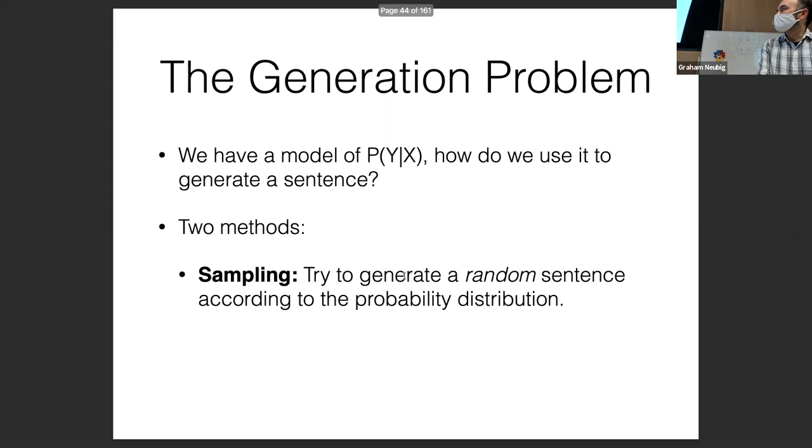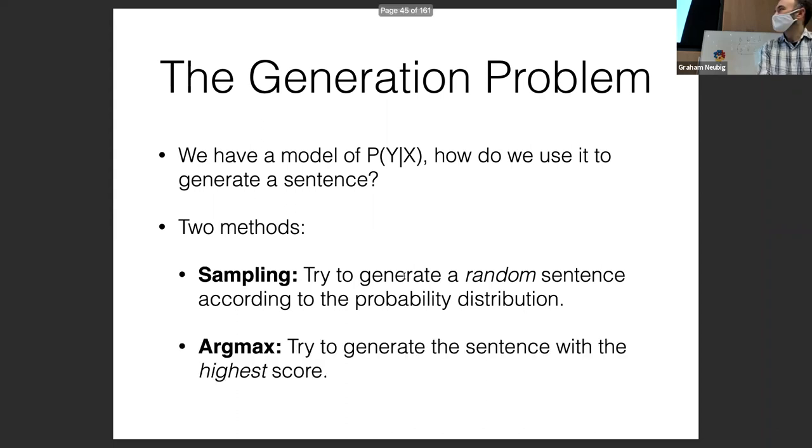One method is sampling. What sampling tries to do is generate a random sentence according to the probability distribution. And the next one is argmax, which is trying to generate sentences with the highest score. Here, I intentionally put the name score instead of probability because there are other ways you can calculate the thing that you want to be outputting, but those would still be the argmax method.